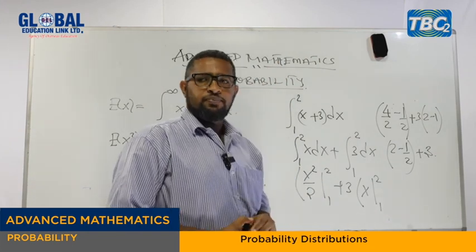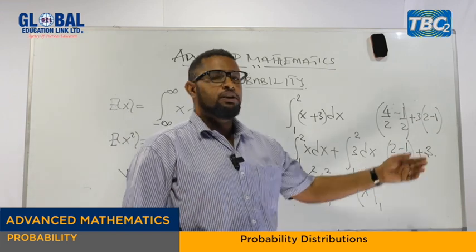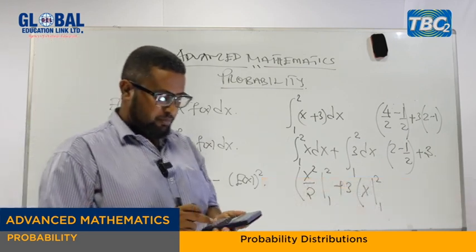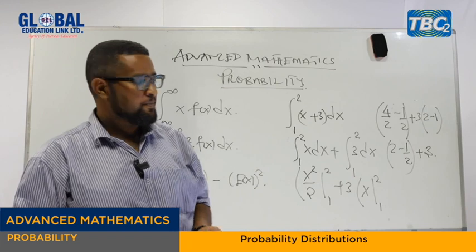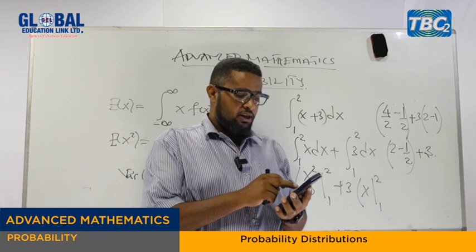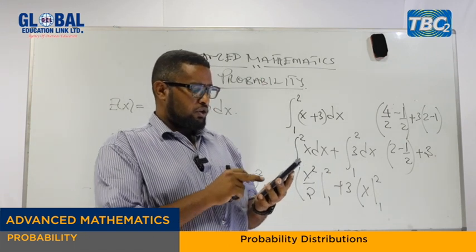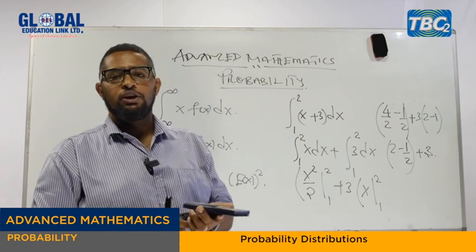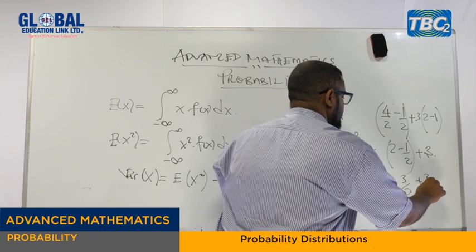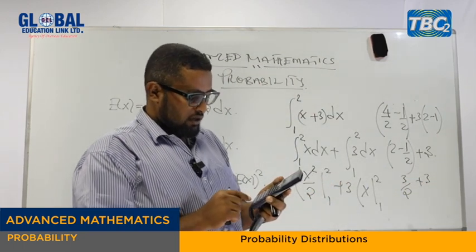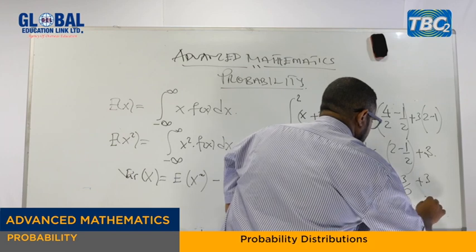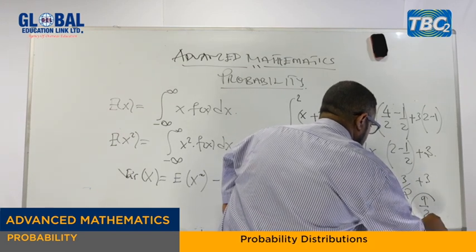Use your calculator, simplify 2 minus 1 over 2, then plus 3. I have my calculator here. So when you simplify, what will be the final solution? We can go together. So take 2 minus 1 over 2. You'll get 3 over 2. 3 over 2 plus 3. When you add 3, what will you get? So the final solution is 9 over 2.